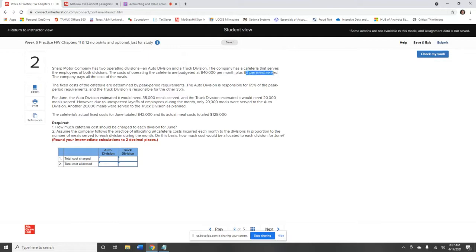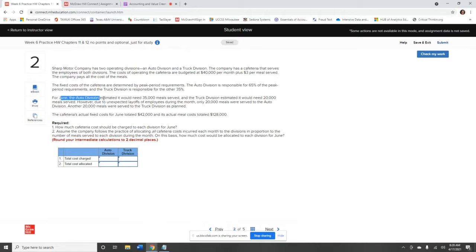So $3 variable cost. So every person who gets a meal, we're going to charge $3 to the division, and this 40 will split up between the two divisions. So how do they split up that 40? Well, they decide they go by peak period requirements. Auto division is responsible for 65% and truck is for 35%. So this 40,000 gets split 65% auto, 35% truck. All right, when we're allocating it based on our standard costs.